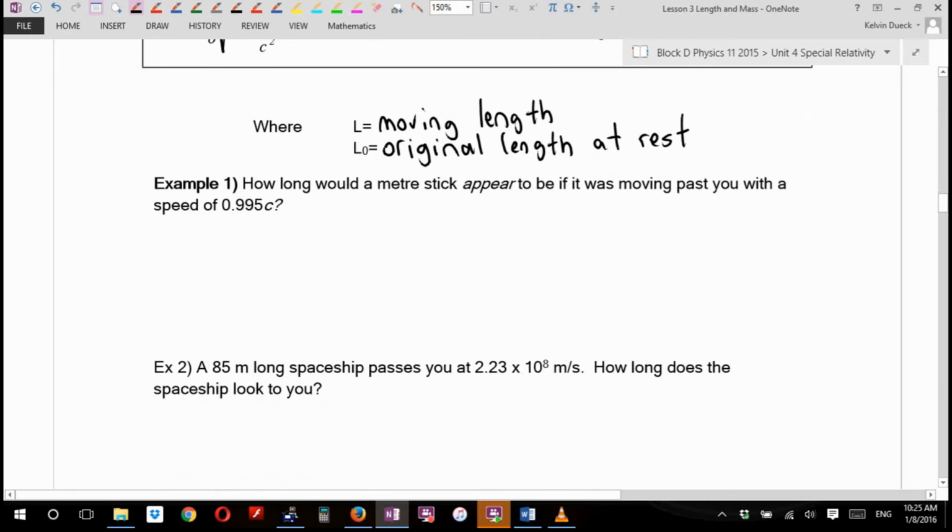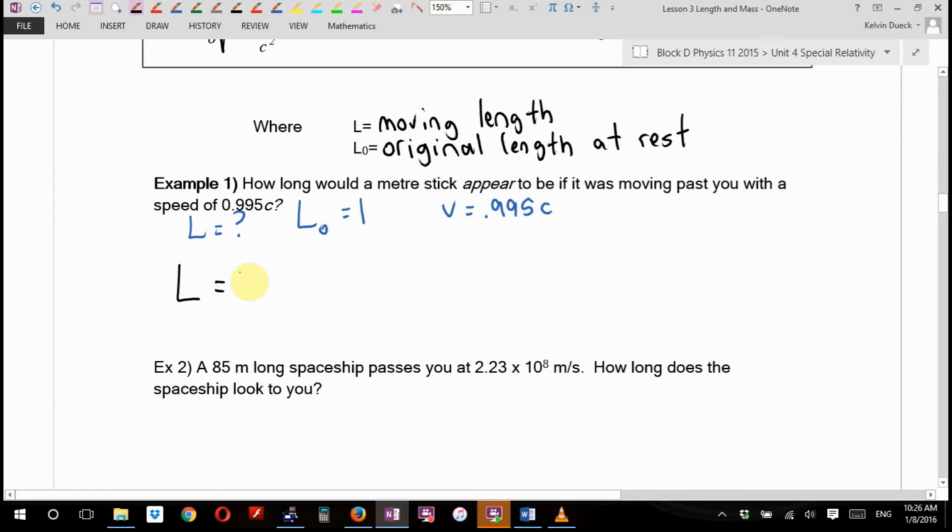So, how long would a meter stick appear to be if it moved past you with a speed of 0.995 times the speed of light? 99.5% of the speed of light. Now, if you were sitting on the meter stick moving at the same speed, as far as you were concerned, the meter stick would still be a meter. But if you saw it whizzing past, and if you could see things that fast, well, this is asking us to find that. I hope this is obvious. What's the original length of a meter stick? Okay, 1 meter. And the speed is 0.995 times c.